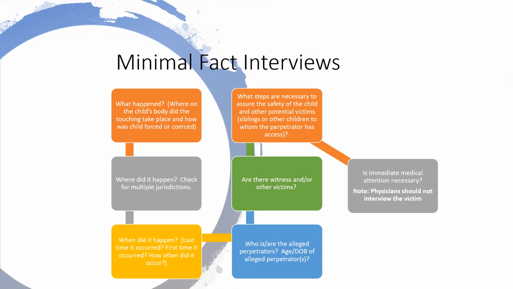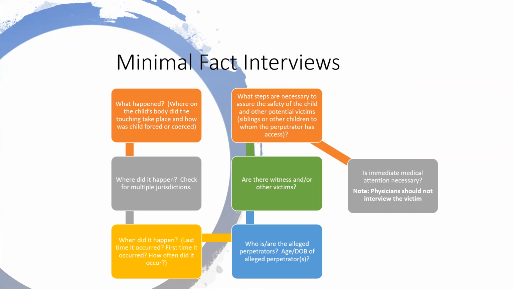Who is or are the alleged perpetrators? If possible, it's best to know their age or date of birth as well as where they live. Of course, some of this information will not be available to the child. However, it may be available to their non-offending caregiver. If you're able to get this information from the non-offending caregiver, that would be in the best interest of the child. You also may want to ask if there are other witnesses and or other victims. Was anyone else present during the abuse or did anybody else experience the abuse?